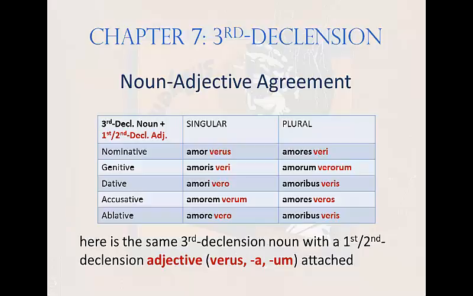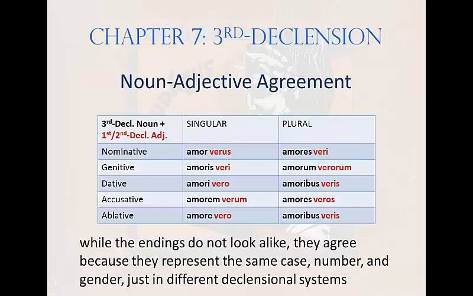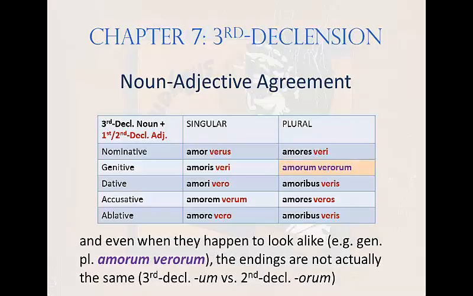Amoribus veris. Note that though the endings do not look alike, these two words do in fact agree in number, gender, and case, but their endings look different because they belong to different declensional systems. In fact, be careful. Sometimes the endings do look alike, as in the case of amorum verorum, but in fact they are not alike, because the base of the noun is amor and its ending is um, while the base of the adjective is ver and its ending is orum.